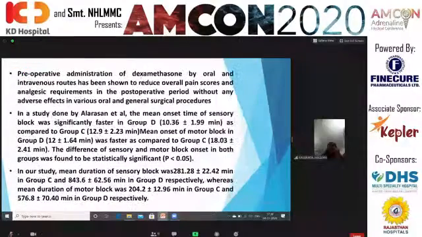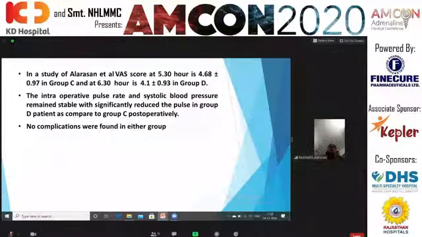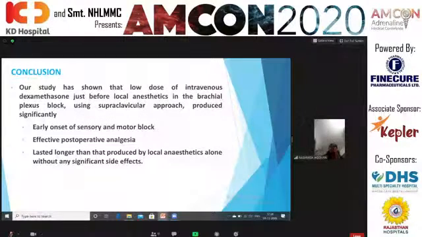Next slide, please. As this data is showing, in group D, where we have used the drug, the mean onset and duration and everything is more than group C, where we have not used the drug. Next slide, please. Next slide, please.